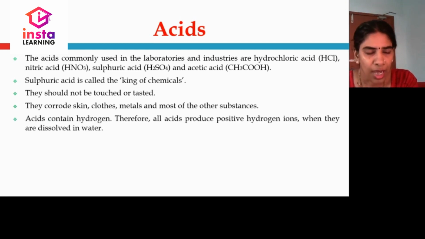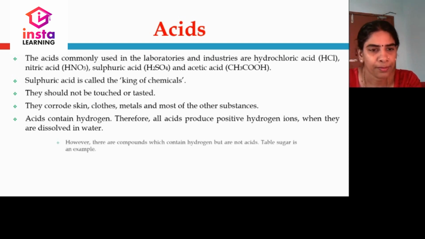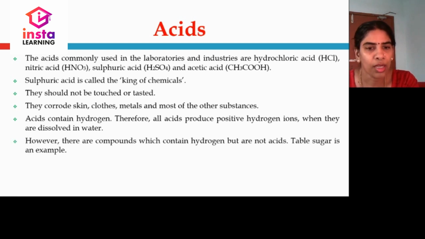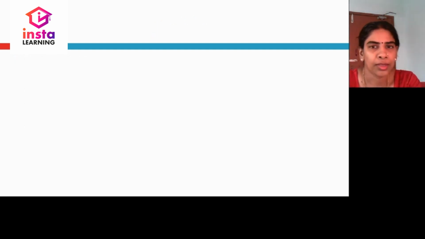We know that acids contain hydrogen. Therefore, all acids produce positive hydrogen ions when they are dissolved in water. However, there are compounds which contain hydrogen but are not acids. Table sugar is an example.